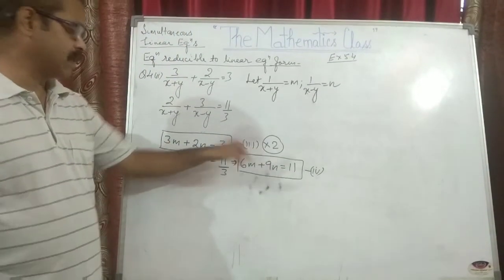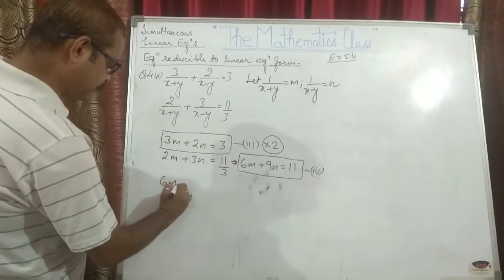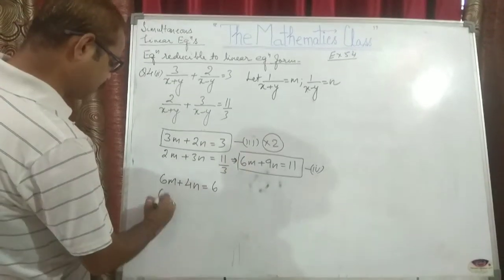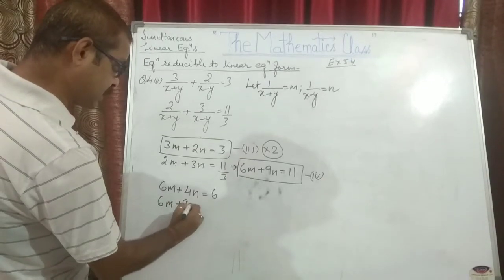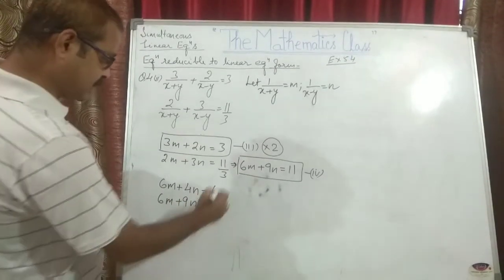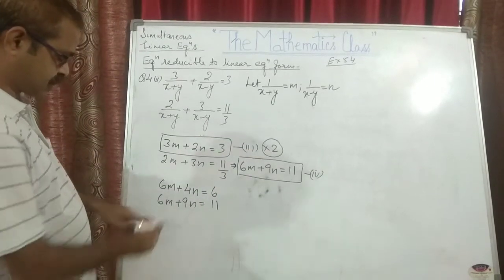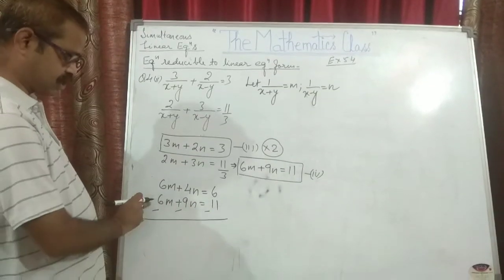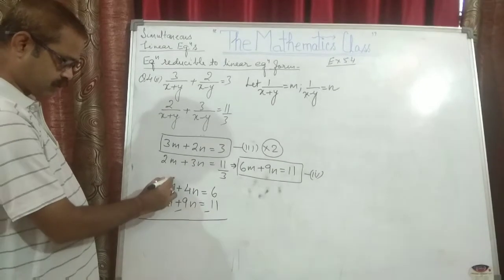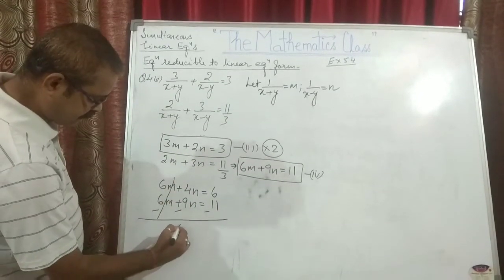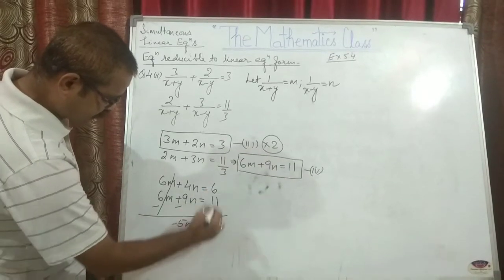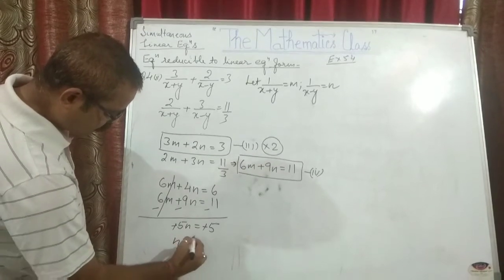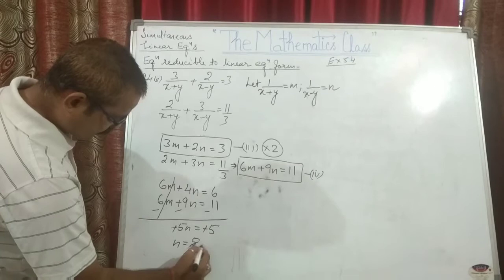Multiplying equation number 3 by 2, we will get 6m plus 4n is equal to 3 twos are 6, and this will be 6m plus 9n is equal to 11. Subtracting this by this, so minus minus minus. When we subtract this equation by this, the sign will change, so this and this will cancel. 4n minus 9n is minus 5n. 6 minus 11 is minus 5. Minus minus cancel, so n is equal to 5 upon 5, that is 1.